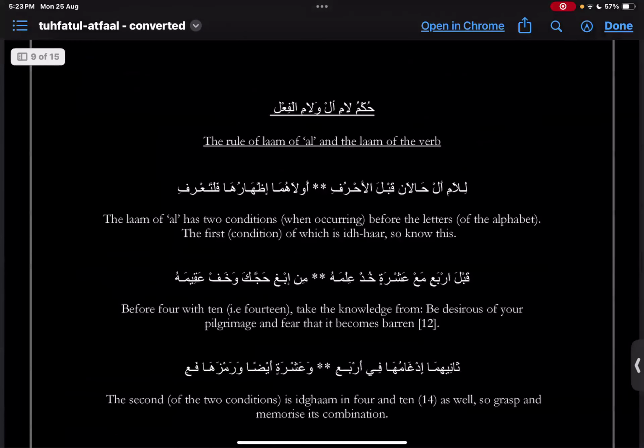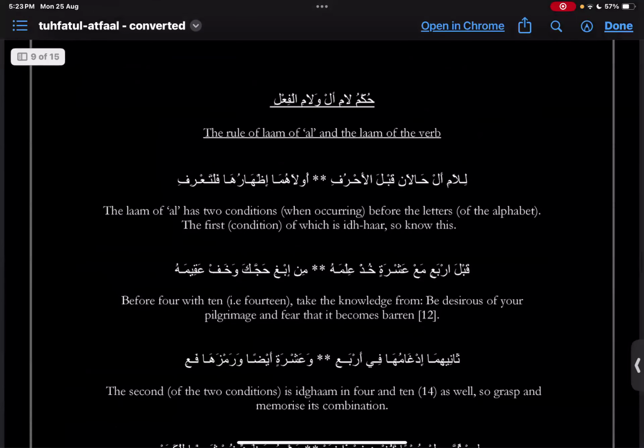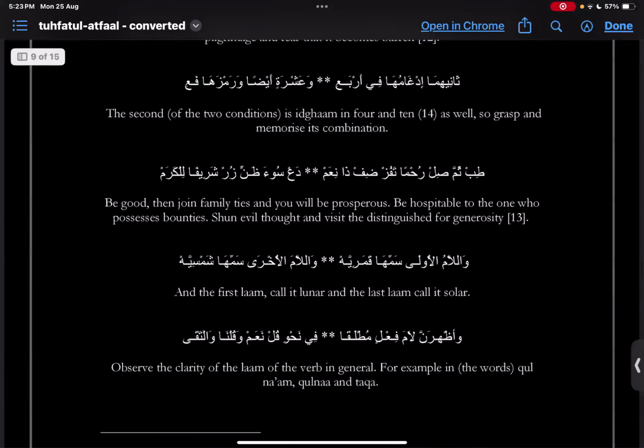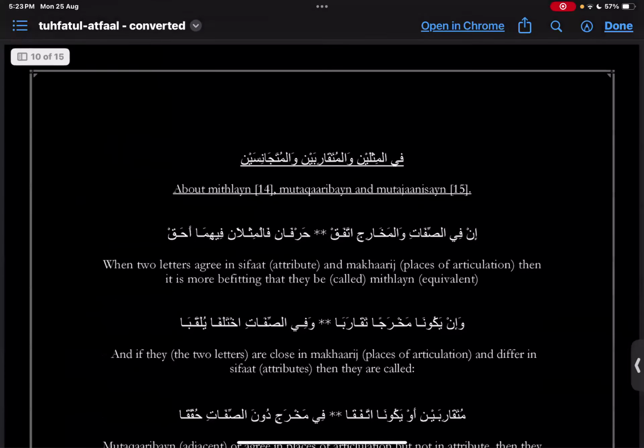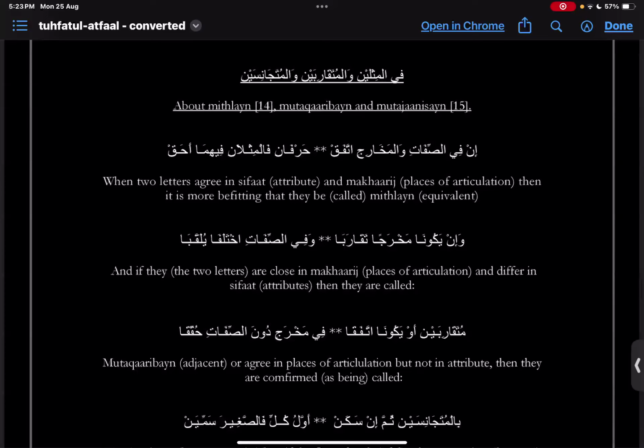Alright, alhamdulillah, that is the rulings of lam of al and the lam of the verb. Going on to the next chapter. Now this chapter, there's not a section of it in the worksheet, the book that we've given you. That's completely fine, I'll just explain it here. And you can find more information on this easily online.